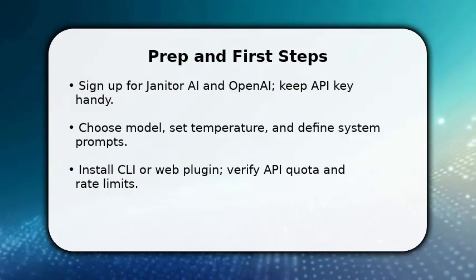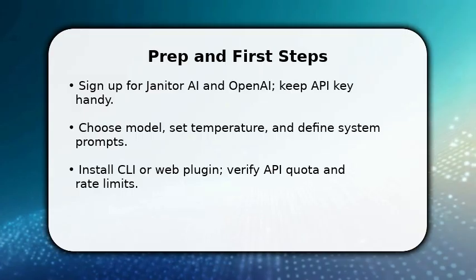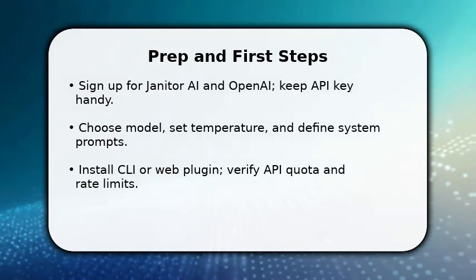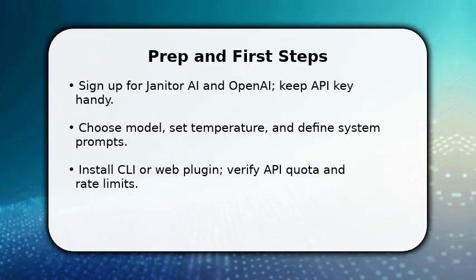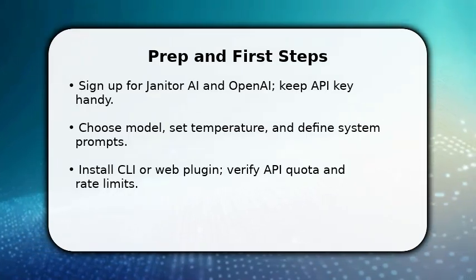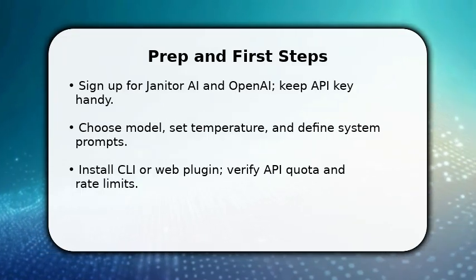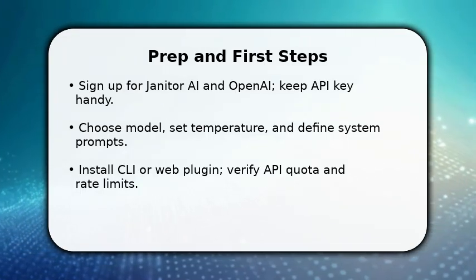You start by preparing both accounts and grabbing your OpenAI API key. This is what links Janitor AI to the large model. Once done, pick the model and set temperature low for deterministic responses or higher for creativity, and craft a concise system prompt to guide behavior.